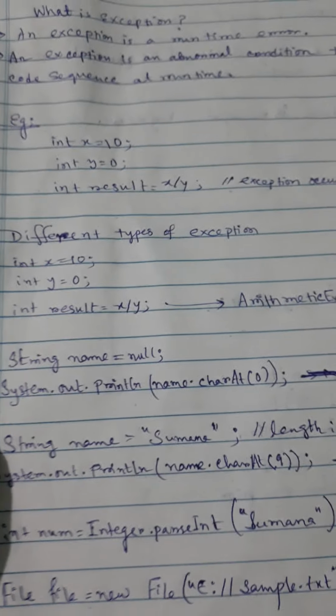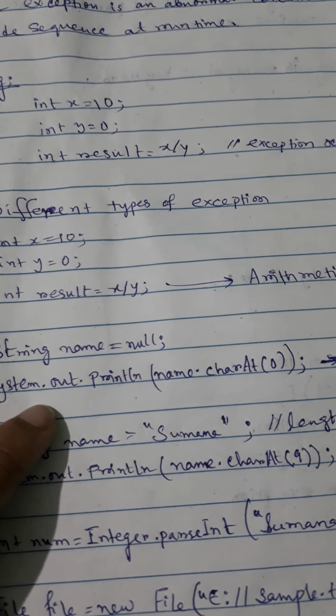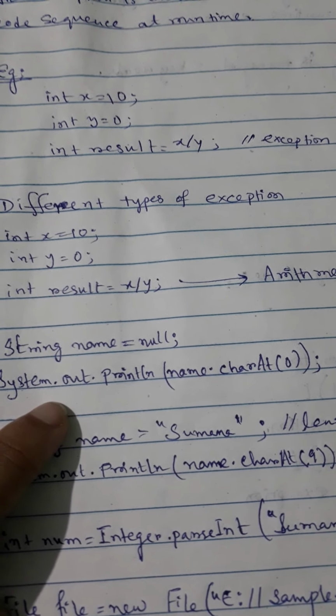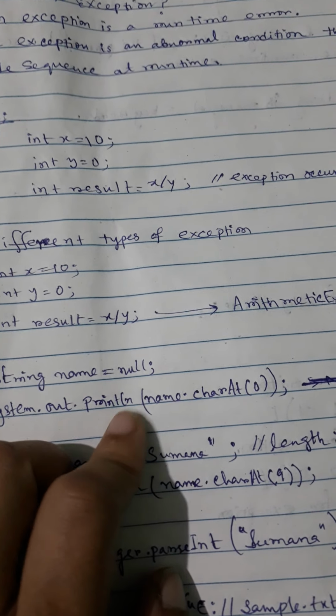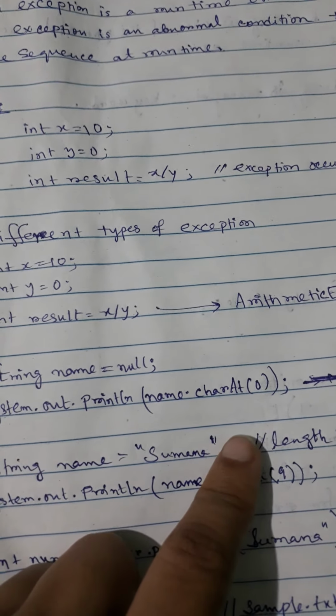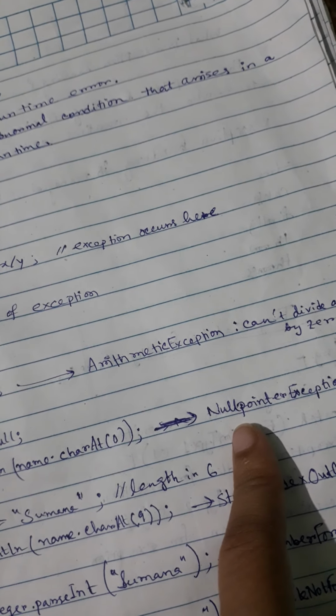The next exception is null pointer exception. Here string name equal to null, and you want to print the position 0 of the string, but your string name is null, so you cannot print position 0 of your string. So it will show the exception, null pointer exception.